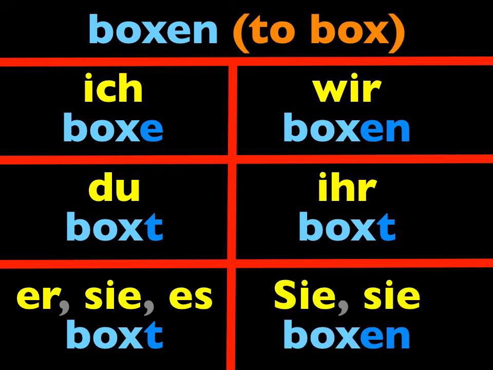Notice that the du form doesn't end in st as usual. If the S sound is already there, there is no need to add another S. And the letter X, just like the letter Z, has an S sound in it. So the du form just ends in a T. That's true of all verbs ending in xen or zen, like the verb tanzen, to dance, that we've already learned. Good job.